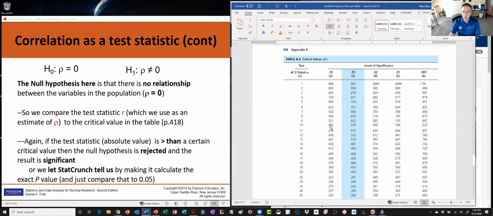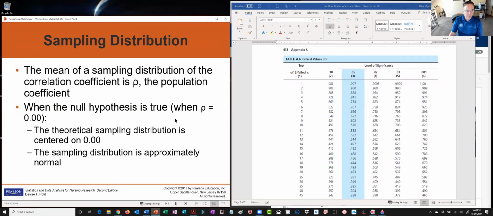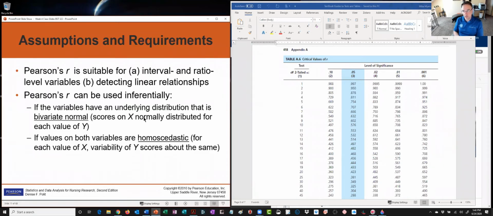And again, we're going to do the same thing. I'm a broken record. We're going to compare that test statistic to this table value. If the test statistic is greater than it, we're going to reject our null hypothesis. We have a significant result. So the distribution for our correlation, as far as our theoretical distribution, is going to be centered on 0, right? Because the correlation should be 0. And the sampling distribution is approximately normal. That's what we're kind of figuring out here. So in the null hypothesis, that rho value should be 0.